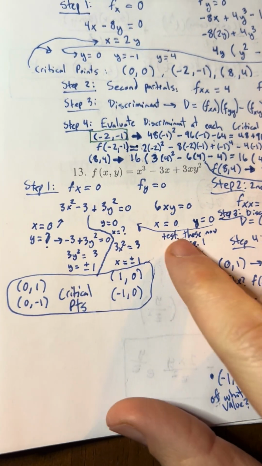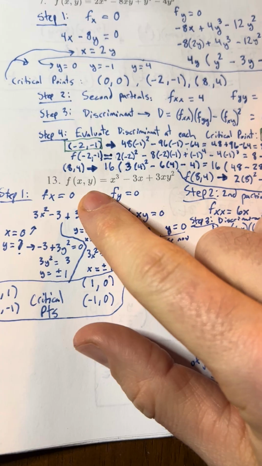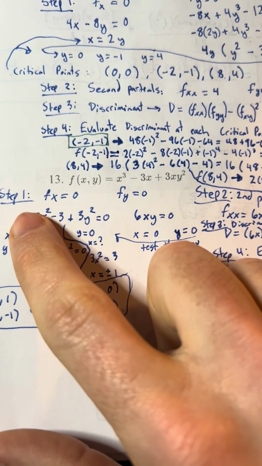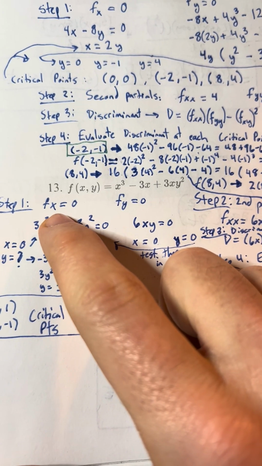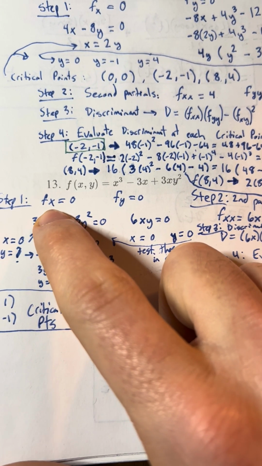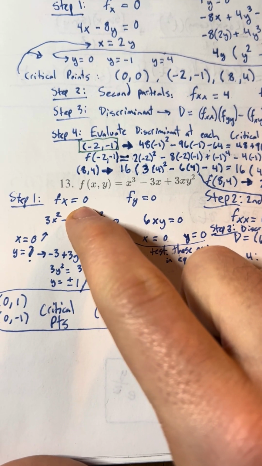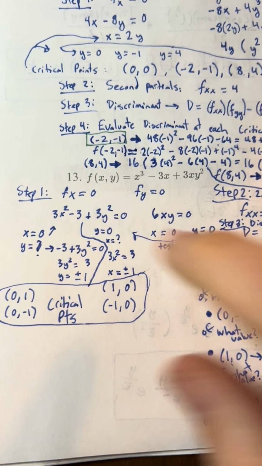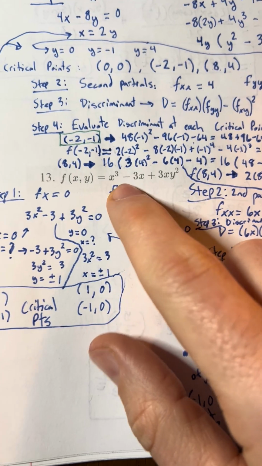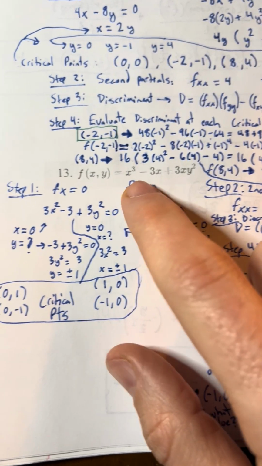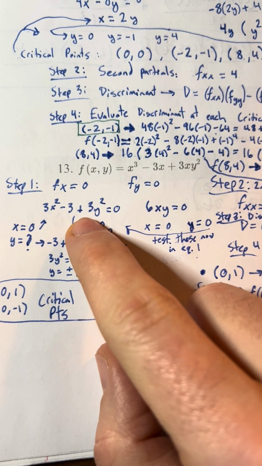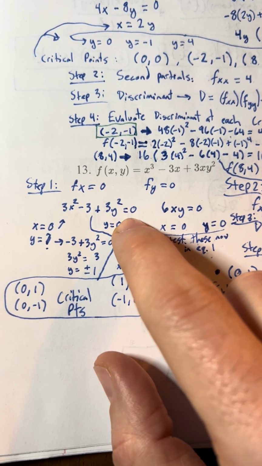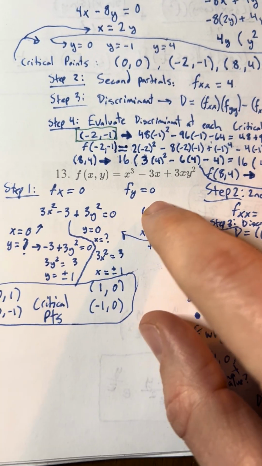Hey, so here's how you do these. You have this function, and your first step is to do the partial derivative of f with respect to x and set it equal to 0, and do the same for f with respect to y, set it equal to 0. So if you do the partial derivative of this with respect to x, you get 3x squared minus 3 plus 3y squared, setting it equal to 0. You have that. And then just do this one before you start solving anything.